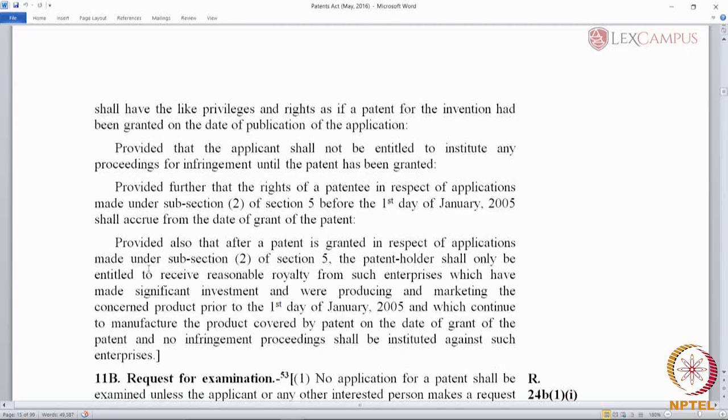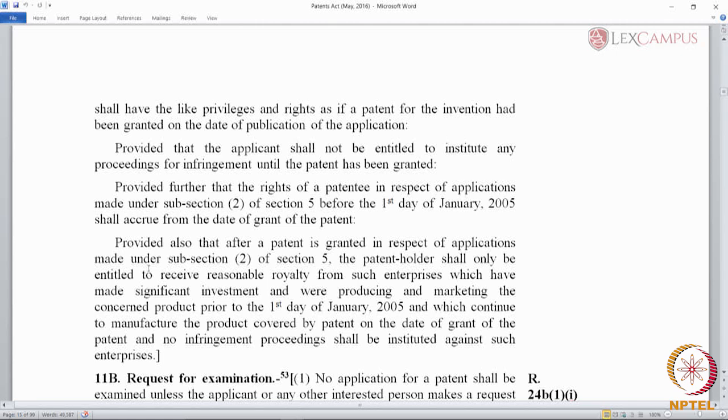While the application was pending, Novartis received an EMR, an exclusive marketing right. Based on the exclusive marketing right, Novartis was able to file infringement suits against these generic companies who were already manufacturing that product.